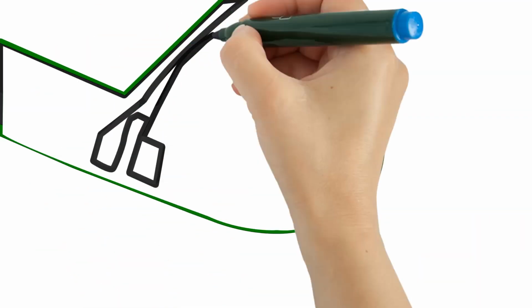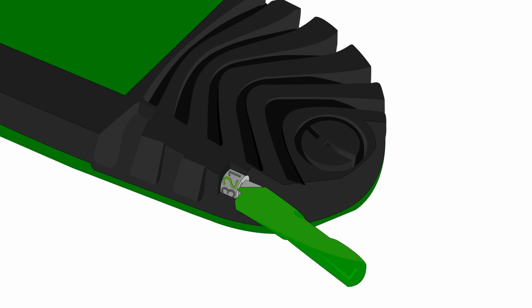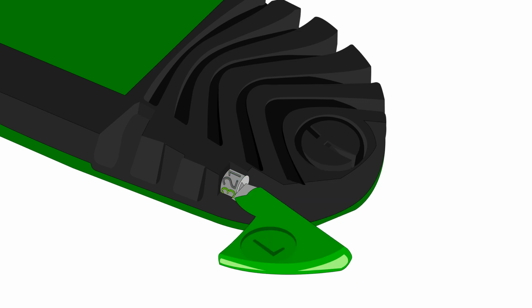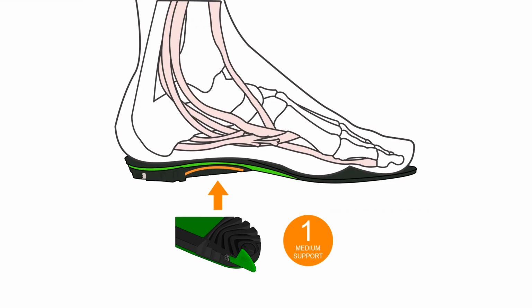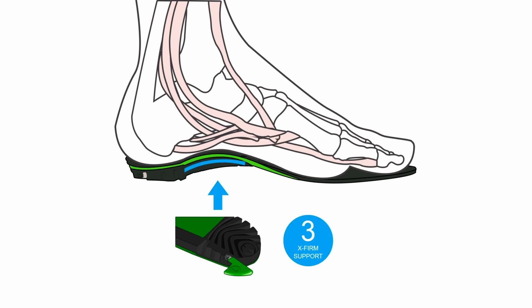Adjusting SelectFlex couldn't be easier. Simply insert the adjuster key and turn to your desired comfort zone. Choose from setting 1 for medium comfort, setting 2 for firm comfort, and setting 3 for extra firm comfort.